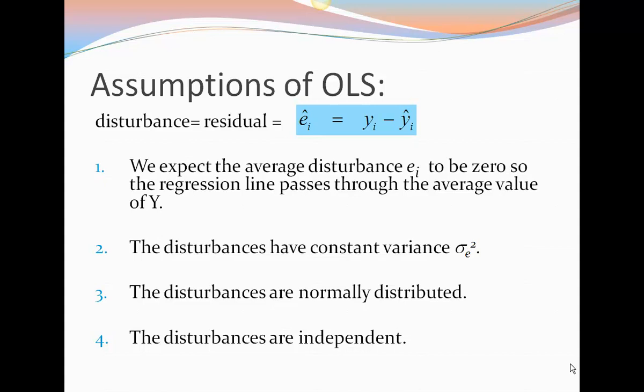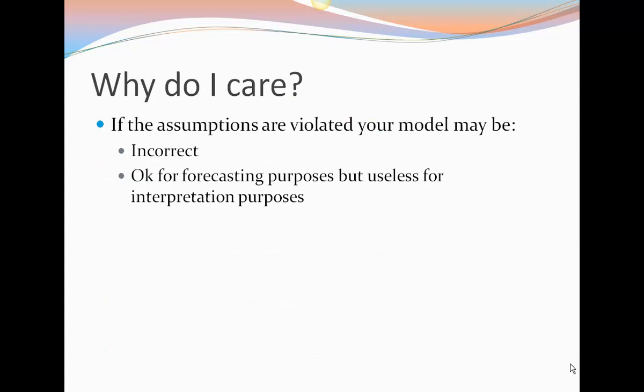The second assumption is that the disturbances or errors have a constant variance, meaning that the variance is not dependent on any of the independent variables. It just happens to fluctuate randomly. The third one is that the disturbances are normally distributed. So again, not only do their variances fluctuate randomly, but also their values themselves. And finally, the fourth is that the error terms are independent of one another. Just because we missed by 2 last time doesn't mean we're going to miss by 2 this time, and so on and so forth. So why do I care about this?